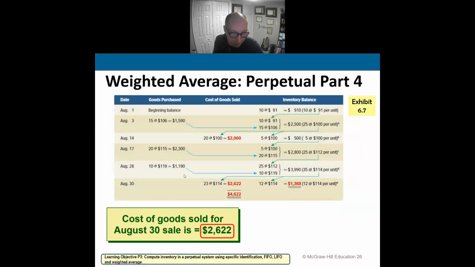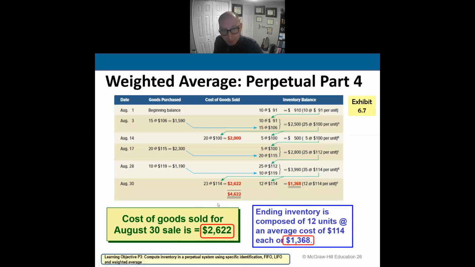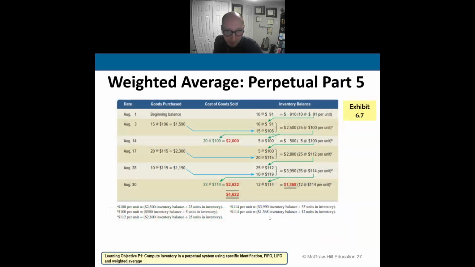And the last one, cost of goods available for sale on August 13th is $2,622. That's my average. Ending inventory, average.